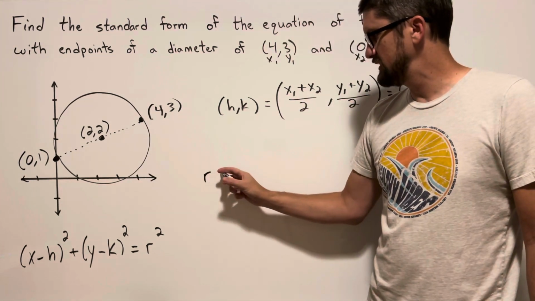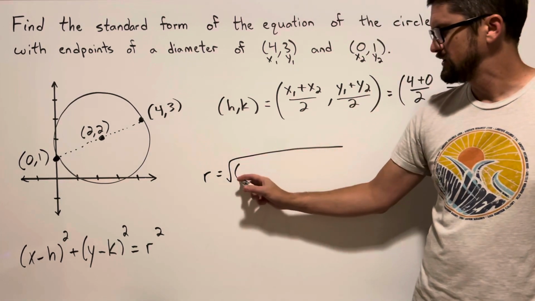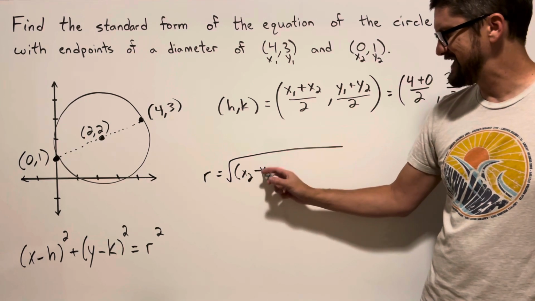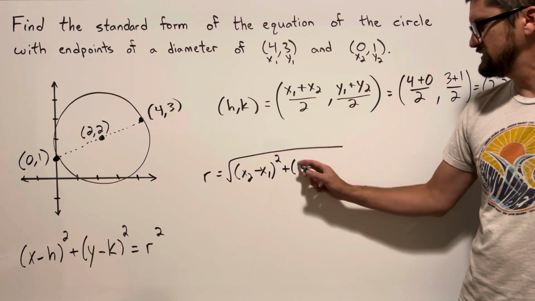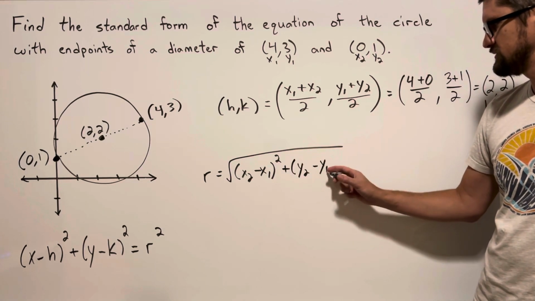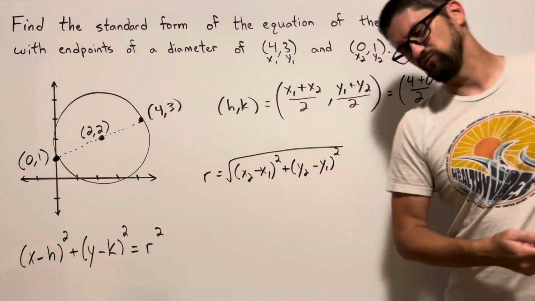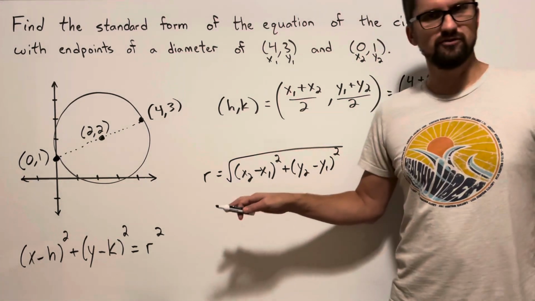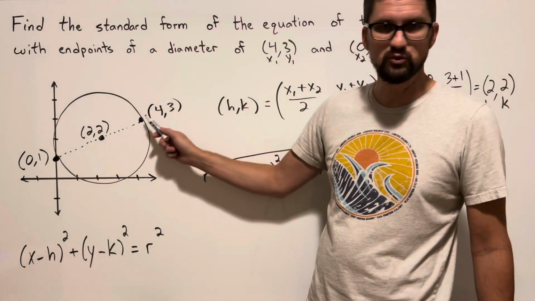So r is going to be the distance formula, which is a big square root. You subtract the x values in parentheses squared, and you have a plus sign. Then you subtract the y values in parentheses squared. This is the distance formula. Now you're going to have to be careful here. You're going to have to choose 2 points that make up the radius. So I'm going to choose these 2 points right here.